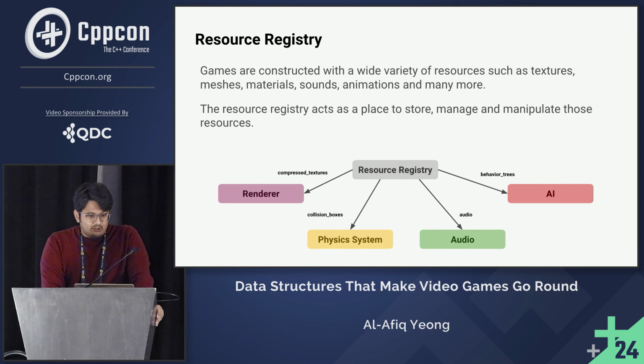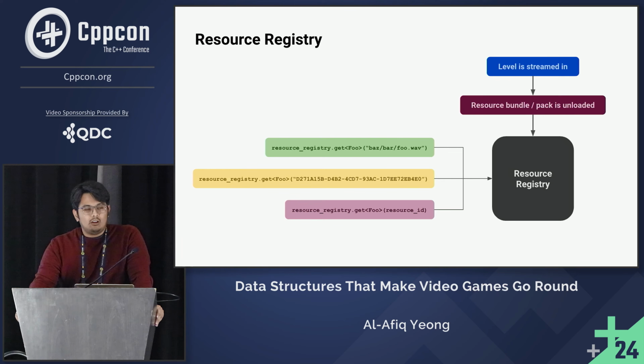And the way the resource registry works is like this. Whenever a level is streamed in, there's usually a resource bundle that is associated with the level. So whenever a level is streamed in, the resource bundle is unpacked, and all of the data is kept in the resource registry. And whenever a system requests a resource, it can request by some kind of identifier. It can be a URI, it can be a GUID, or it can be a resource ID.